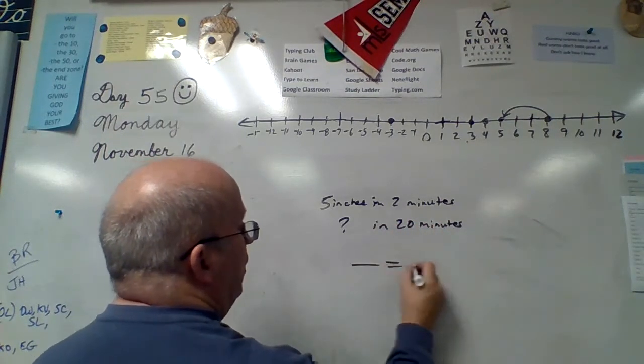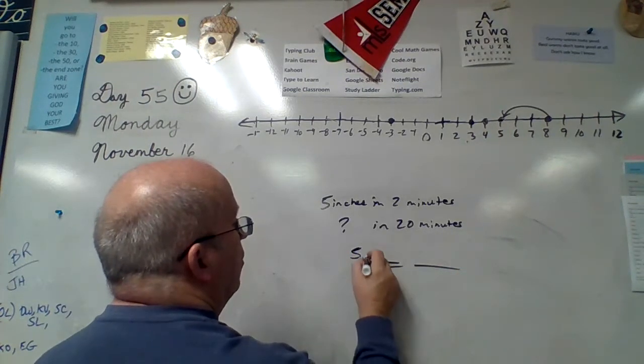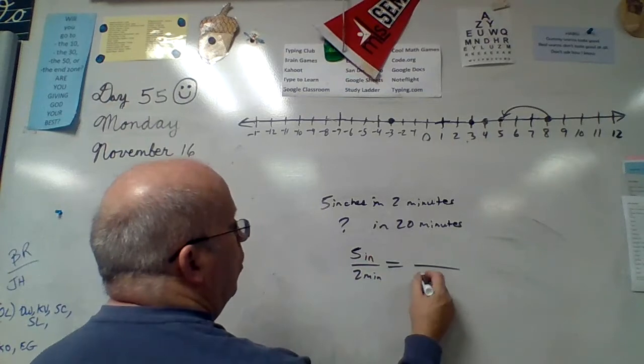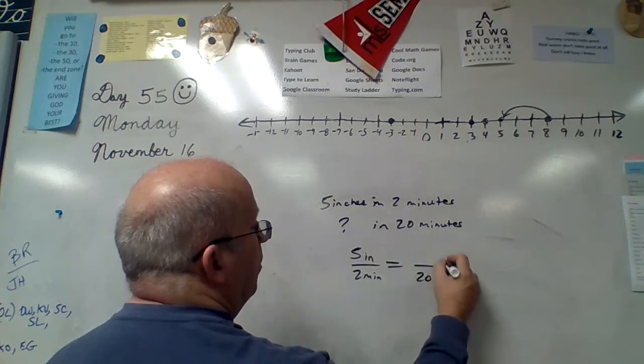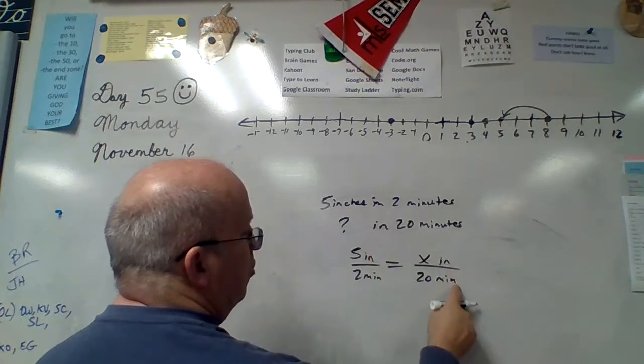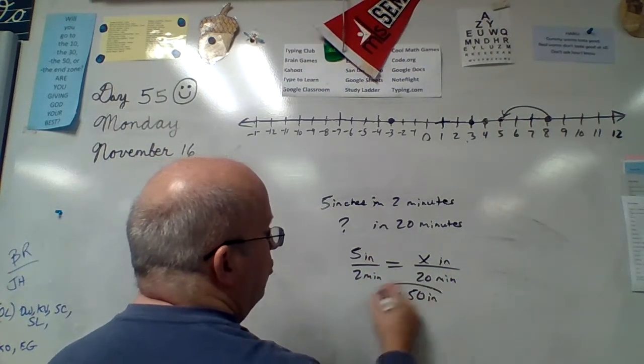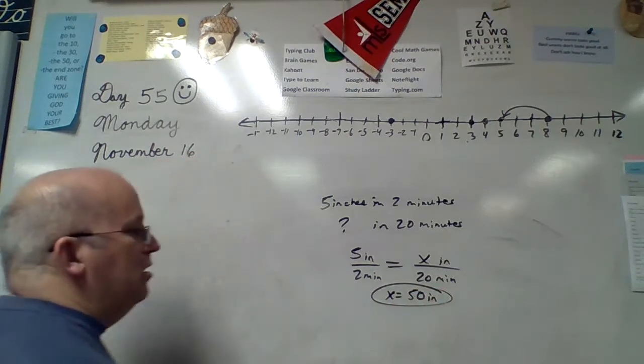Well, if it were me, I'd set up a proportion where I'm comparing the minutes to the inches. And when I write in the 20, that has to be on the bottom, because I'm going inches over minutes, so therefore inches over minutes. And in this case, x would end up being 50 inches of travel for that speed demon of a turtle.